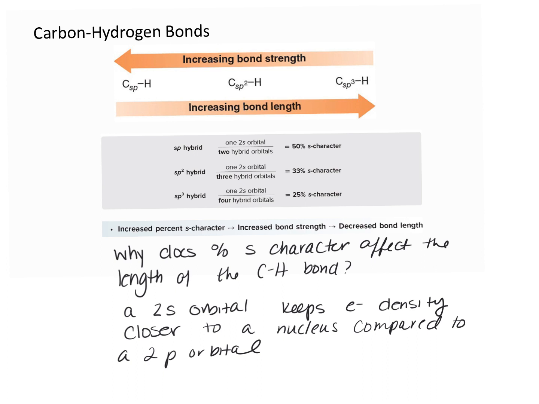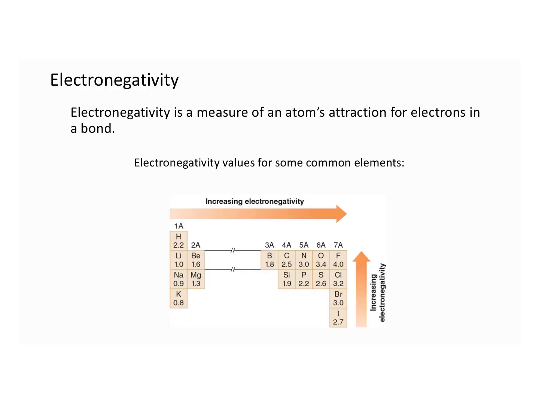Now, let's talk about electronegativity. So electronegativity is just a measure of an atom's attraction for electrons in a bond. And we talked about this when we were talking about Lewis structures. And so just as a brief review, this electronegativity increases as we go across a period from left to right on the periodic table. And this increases as nuclear charge increases.